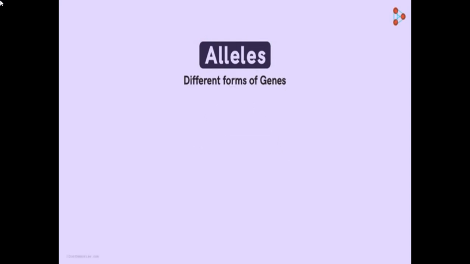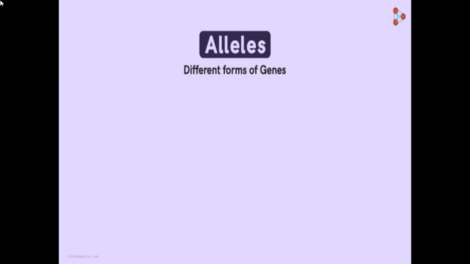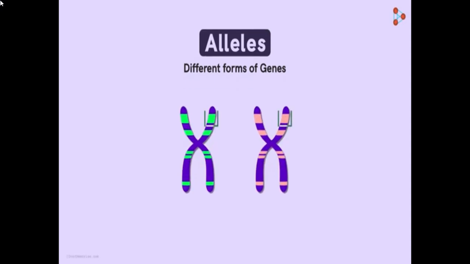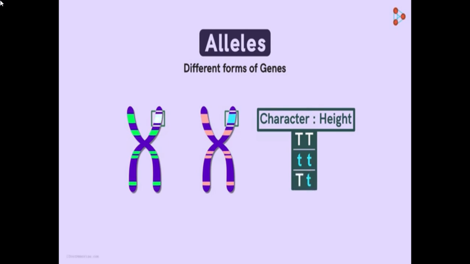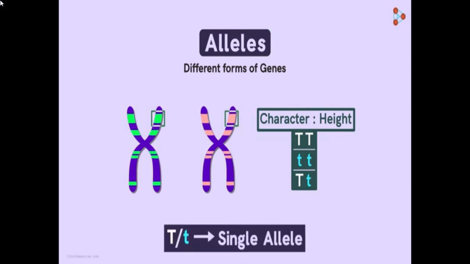Let's take a simple example to understand this. Assume we have these two chromosomes. Here we have genes for the character height. Can you tell me which genes could possibly be present here? We can have either both capital TT or both lowercase tt, and we can even have one capital and one lowercase Tt as the gene set. Now here, the individual T, that is the single gene, is nothing but the allele. So the alternative form, that is either dominant or recessive, is called an allele. In simple words, one single T or t is an allele.